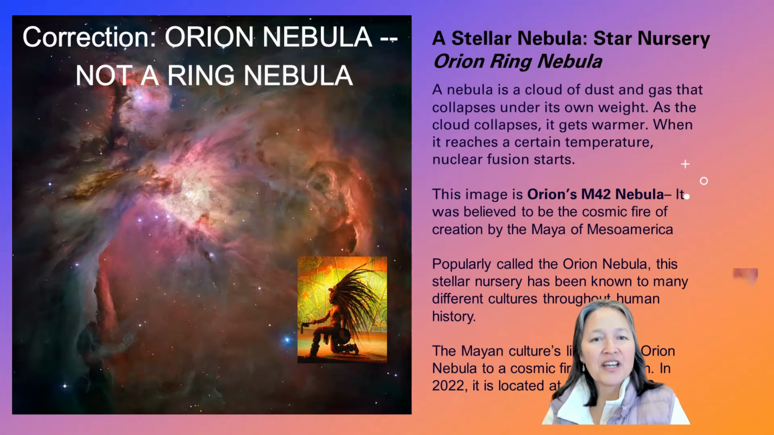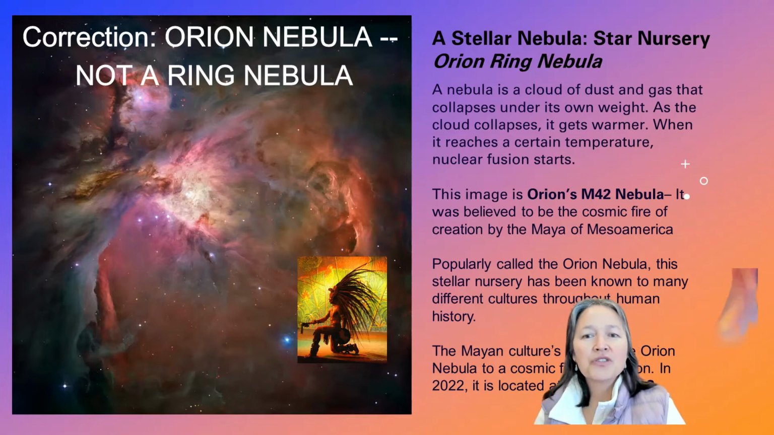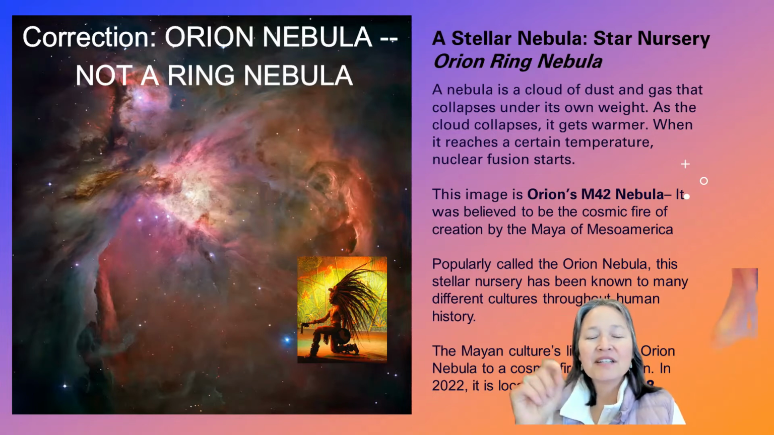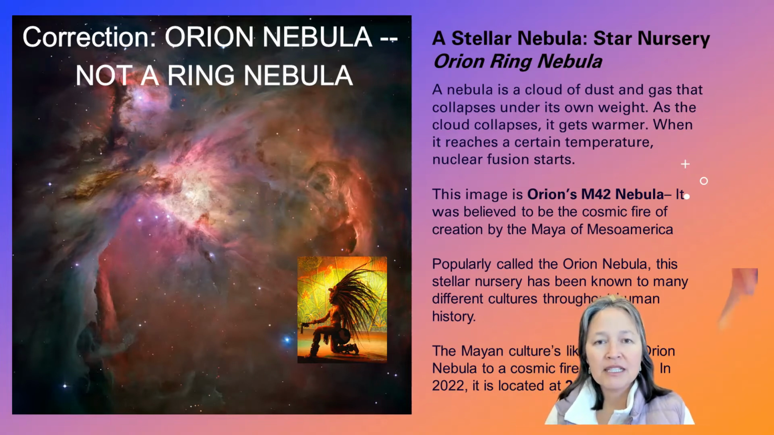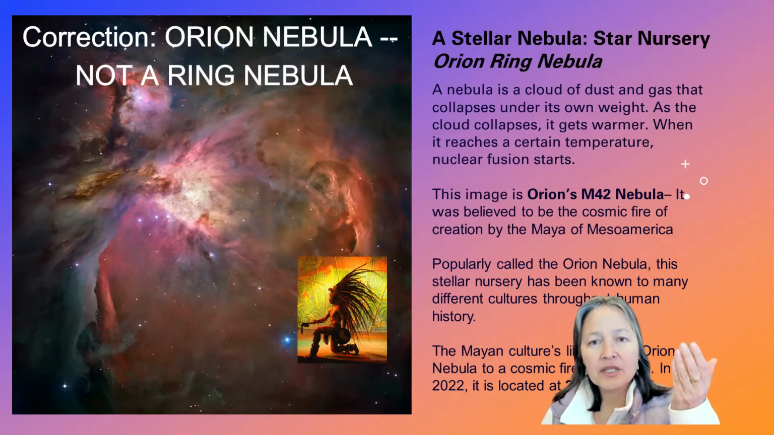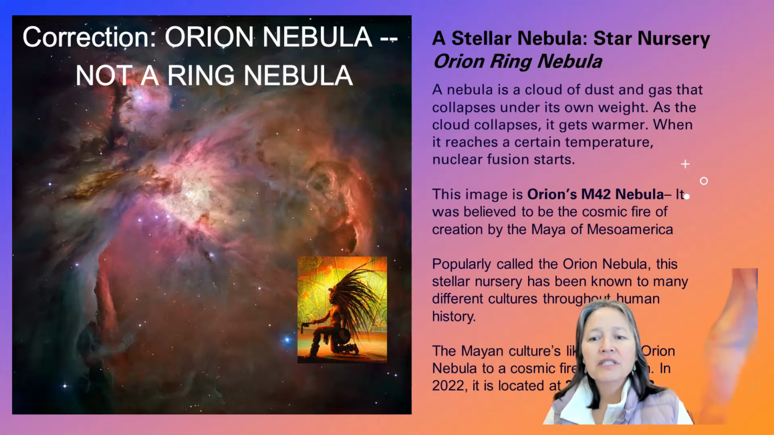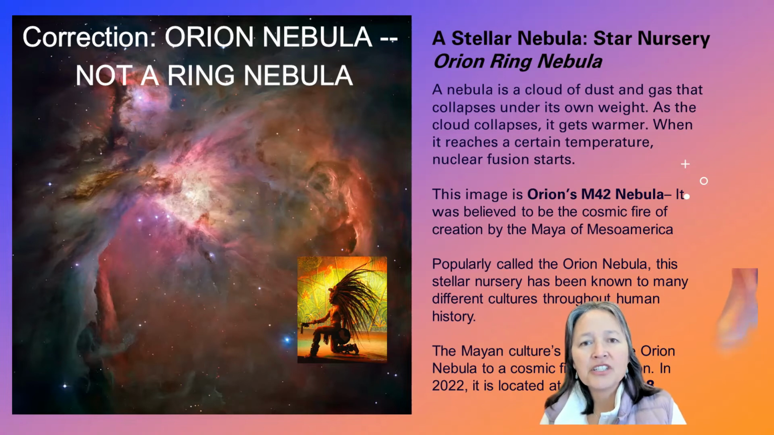Okay, but for those of you tracking the names of the stars, this Orion Ring Nebula, you know what? I made a mistake. It's not a ring nebula. It's the Orion Nebula. Better X that one out. So see, I'm still learning. So I will cross out the word ring, Orion's M42 Nebula. So I'm going to share my mistake actually, because there's the Lyra Ring Nebula, but it's an Orion Nebula, very different. It was believed to be the cosmic fire of creation.